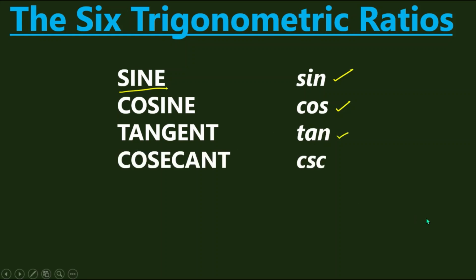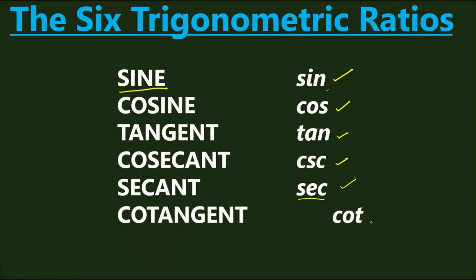The cosecant, that is csc. You will not see it on our scientific calculator, but it is just the reciprocal of sine. And then we have the secant. Our secant, we represent it, or its short version is sec, S-E-C.